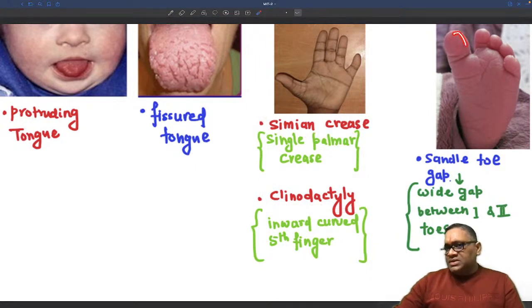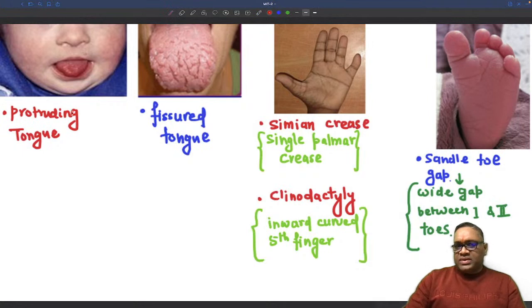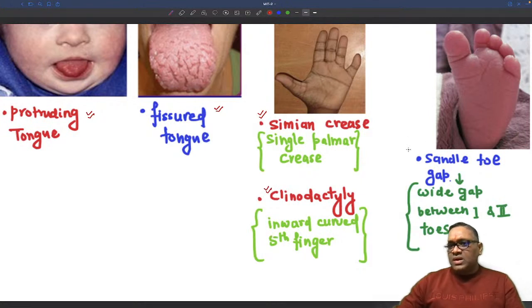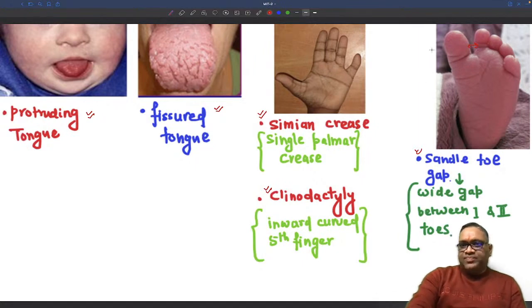And now you can see this is the sandal toe gap. Sandal toe gap is a wide gap between the first and second toes. So these are important points. Protruding tongue, fissured tongue, simian crease, single palmar crease, clinodactyly is an inward curved fifth finger, and the increased gap between the first and second toes is called sandal toe appearance.